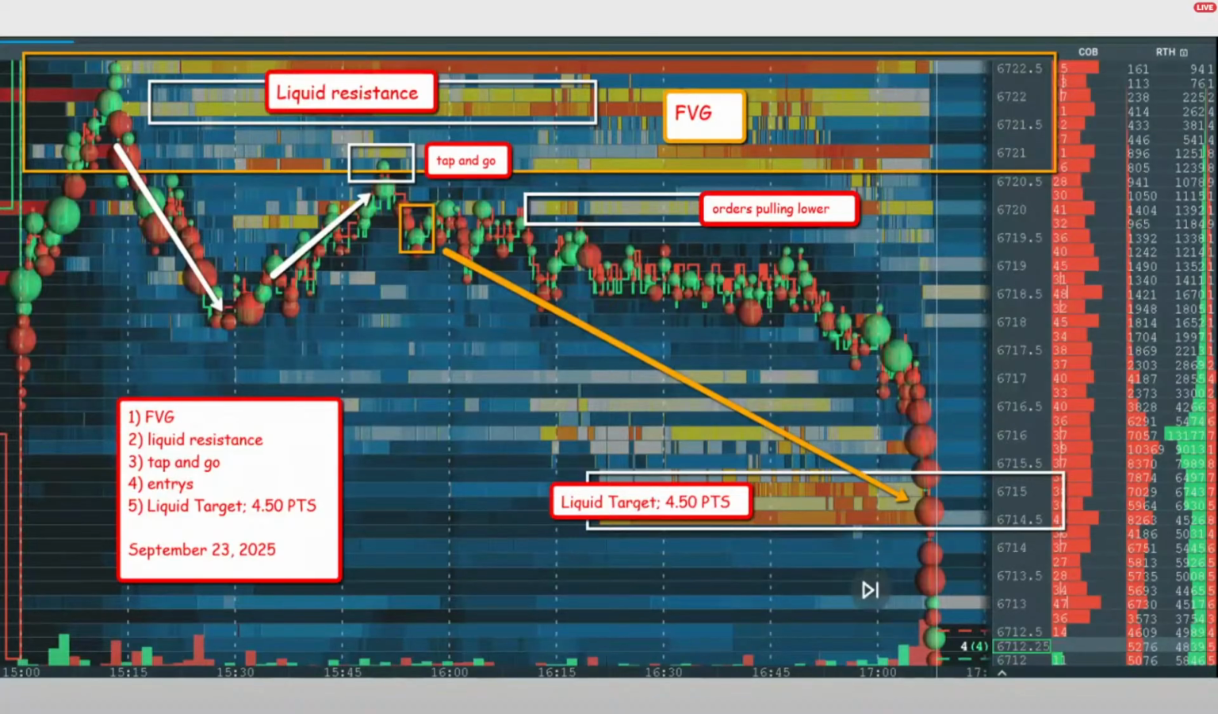So this is another example. We have a fair value gap developing in this area as well. Price comes down, moves up, just taps the fair value gap zone. We have liquid resistance over here, and then I have my stop up in this area. And also we talked about orders pulling lower. So this helped me develop some conviction to hold on to my trade because we had orders pulling lower. And price just went right on down to the passive orders again at 4.50. So I got 4.5 points out of this. So not only can we use the fair value gap, we have book flips. We can also use other Bookmap assets such as orders being pulled lower.